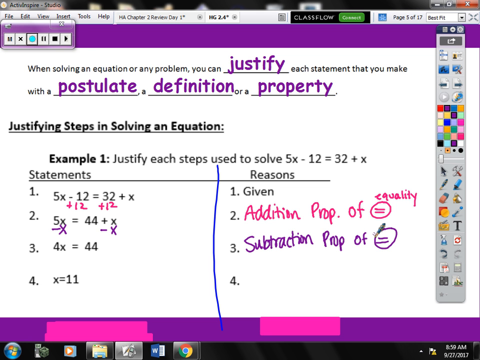And then from step 3 to step 4, we can see that they divided by 4, which is the division property of equality.